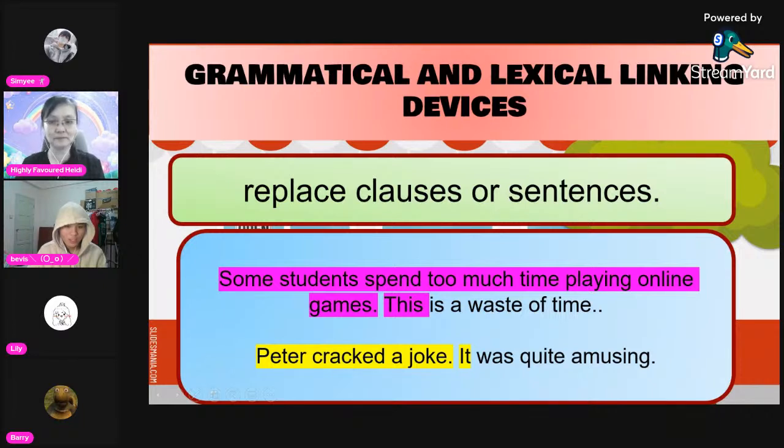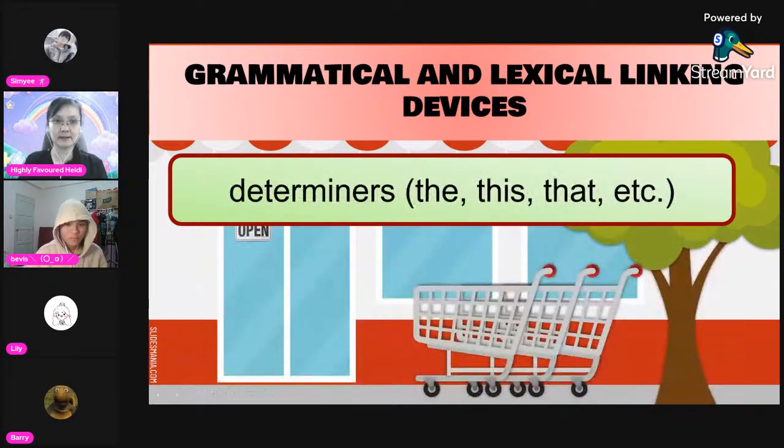So you see, it replaces the whole sentence. "This". You cannot say "this is a waste of time" alone. So what does this represent? It represents "some students spend too much time on playing online games." So "this" is referring to that, the playing of online games. And then "it was quite amusing": if you just mention "it was quite amusing", what is this "it" representing? It actually replaces "Peter cracked a joke." So the joke is the one. So this one is replacing, also cohesive devices.